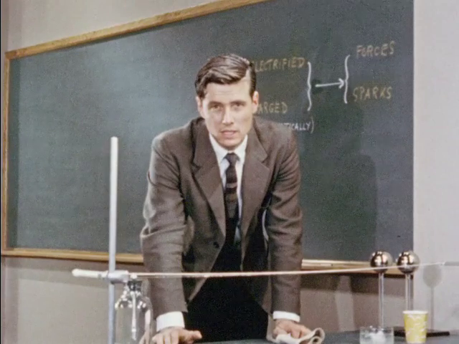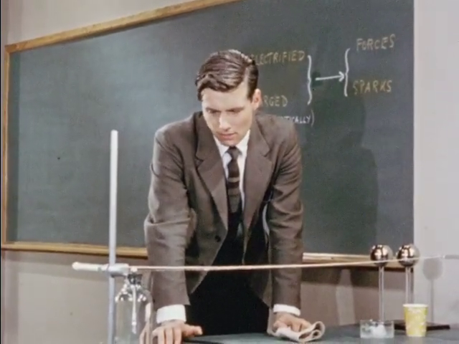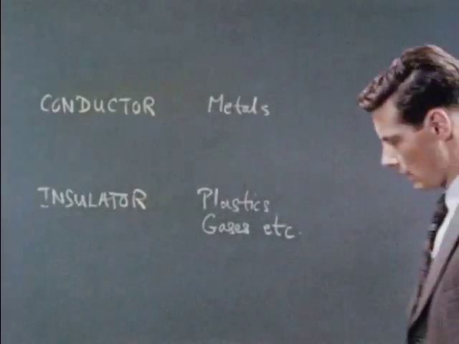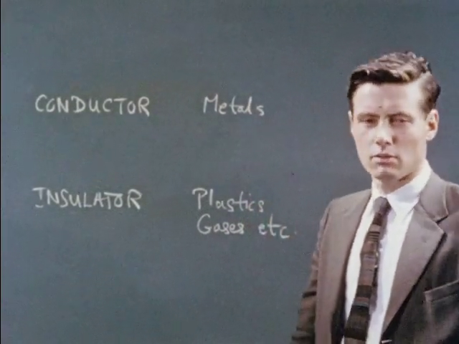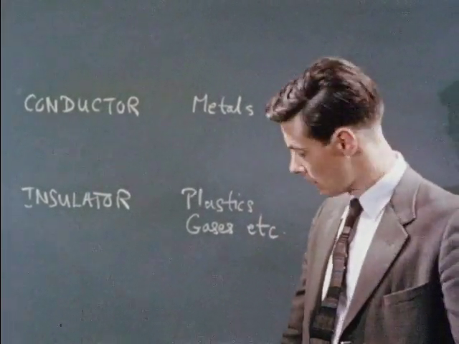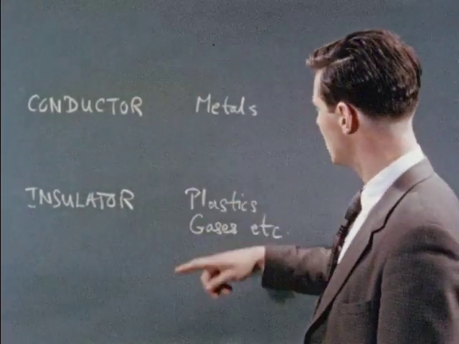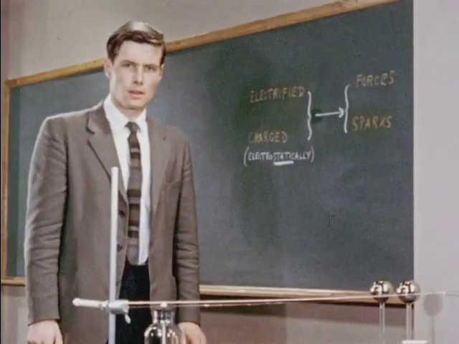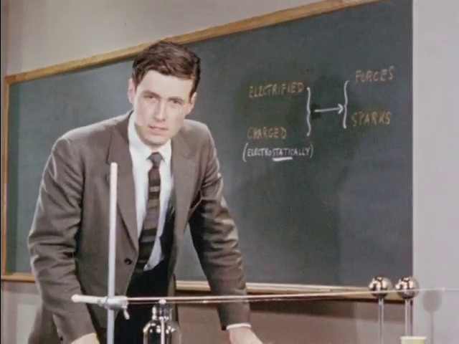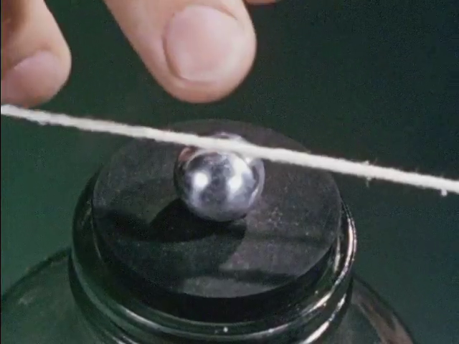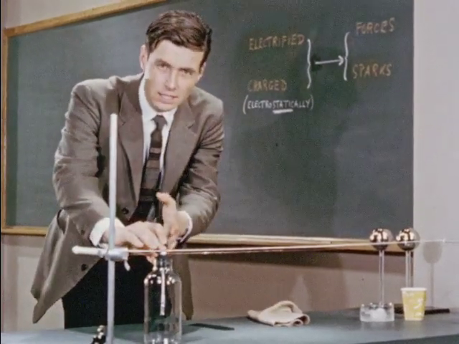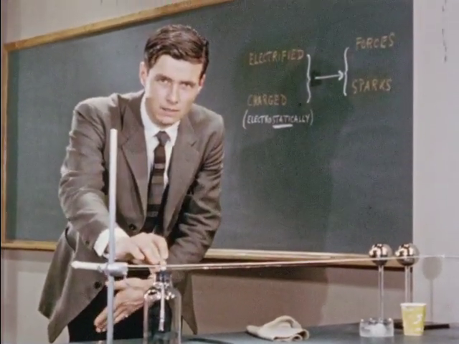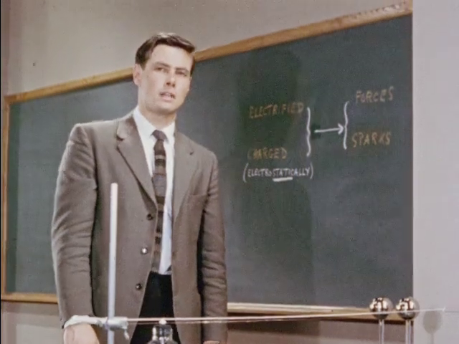The difference between insulators and conductors is only one of degree. For example, in this respect, the human body is about halfway between a good conductor and a good insulator. They're good enough conductors for us to be able to discharge objects by touching them. Here, the charge has leaked away through my body to earth. This is called grounding.